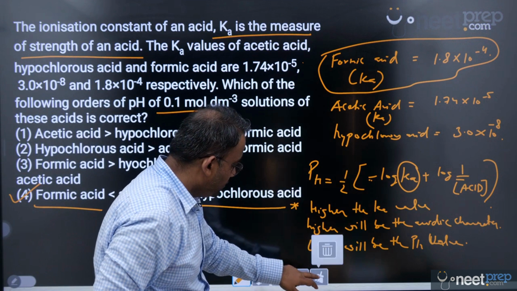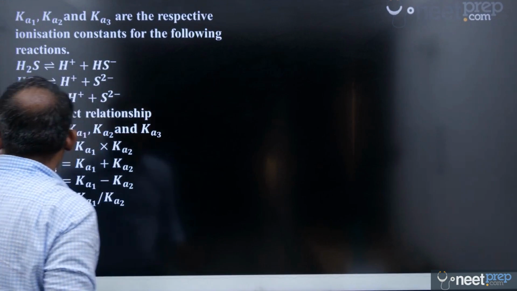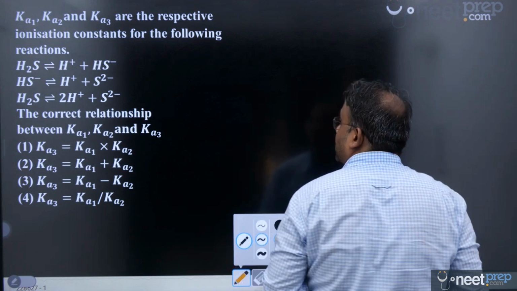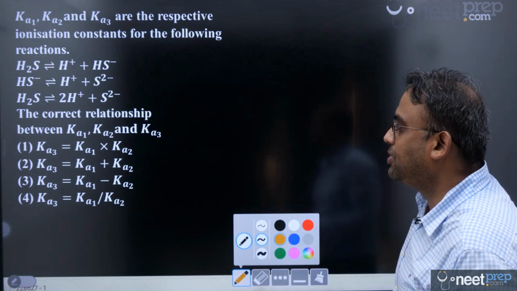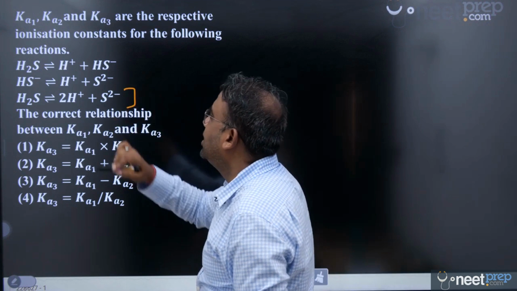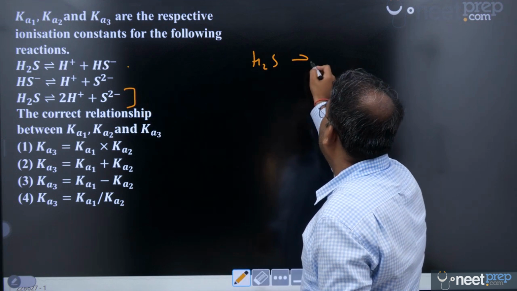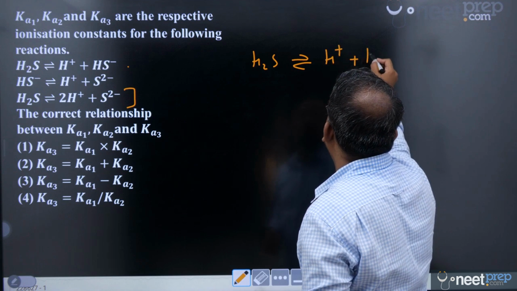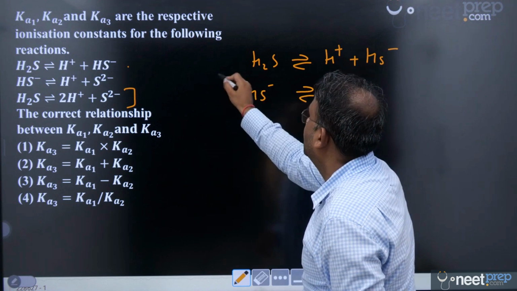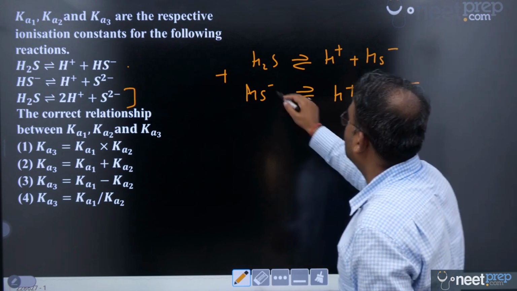Now let's move on to another problem. Ka1, Ka2 and overall equilibrium constant values have been given to us. We have to find out the correct relationship between Ka1, Ka2 and Ka3. Now it's a pretty simple problem, an easy one. If I add equations 1 and 2, then I am going to get my third equation.